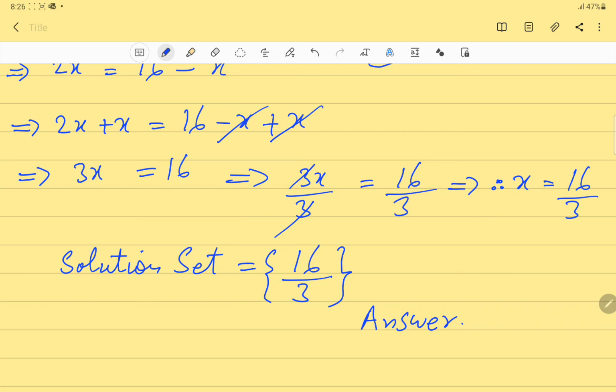So in this way we have attempted all our 8 questions. Just to summarize, please keep in mind, whenever you have more than 2 fractions in the equation, you will be applying the LCM method to solve that equation. Whenever you have only 2 fractions in the equation, one on one side of the equation and the other one on the other side, you can simply solve it with the help of cross multiplication.